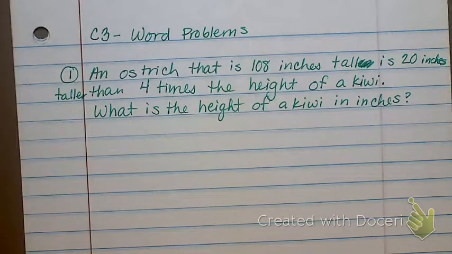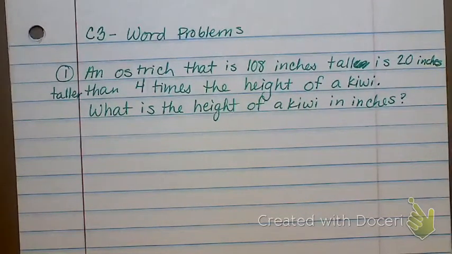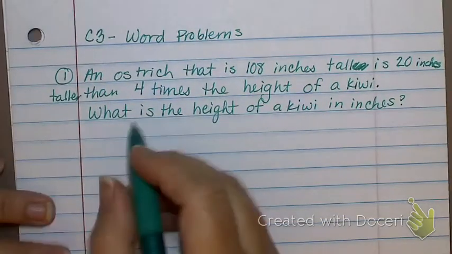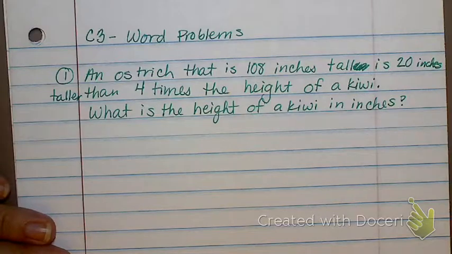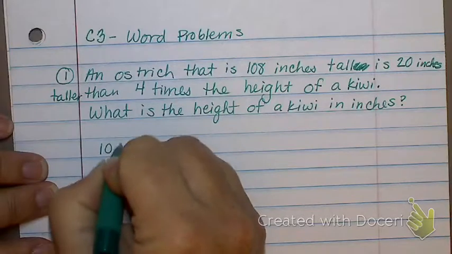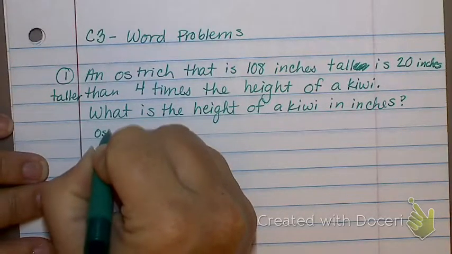It's a bird, it's a fruit, and it's also a nickname for somebody from New Zealand. So I don't know if we're talking about a kiwi bird or a person from New Zealand, but probably a bird. Probably a good guess that it's a bird. Okay, so how tall is the ostrich? 108 inches. This is my ostrich.